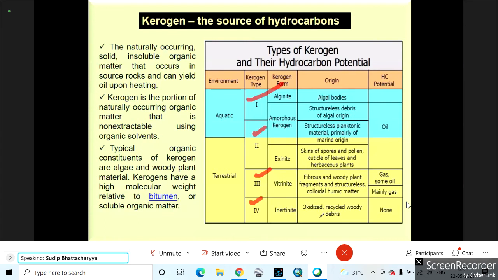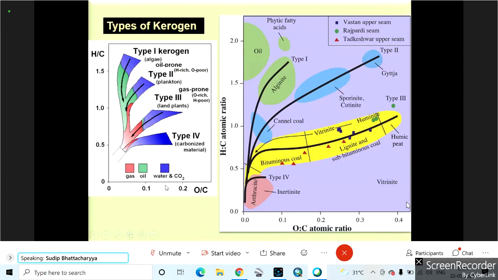And the origins are there. There is a line over here. Over this is the marine origin or aquatic origin. Below this is the terrestrial origin, aquatic and terrestrial. So the results are different. Next, the types of kerogen. Just see how to plot it.